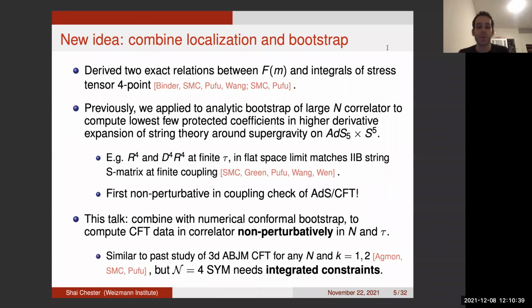The reason why N=4 was much harder is that, as you will see in the next few slides, now the localization quantity is not related to a specific OPE coefficient. It's related to, in a sense, an average over all OPE coefficients, because you're taking an integral of the full 4-point function. And that's why it requires new technical tricks in order to combine with the numerical bootstrap. And that's why this project took 3 years.